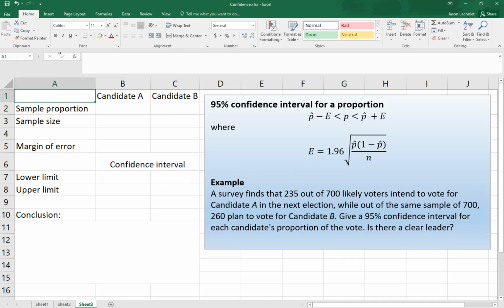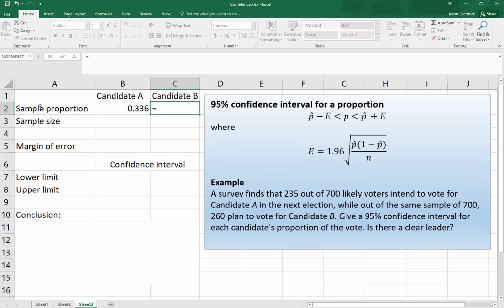The first thing we need to do is calculate the sample proportion for each candidate, and that's simply the number of voters divided by the sample size. The sample proportion for candidate A is simply 235 divided by 700, 235 out of 700 planning to vote for candidate A. As a proportion, that's 0.336 or 33.6%.